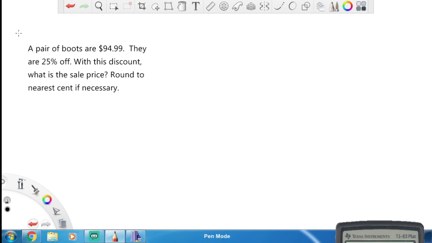So this is 8. A pair of boots is $94.99. So this here is the price. Price equals $94.99. And they are 20% off. So our discount rate is 25%. And that is a discount, so it's going down, right? So remember, discount goes down. With this discount, what is the sales price? It's asking me for the sale price. How much are these actually going to cost you?